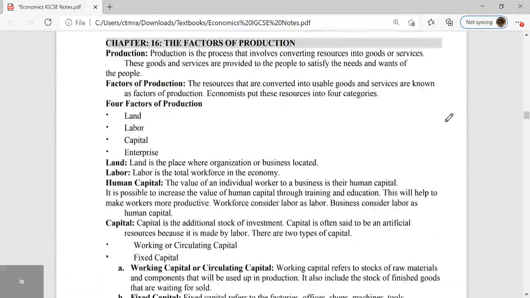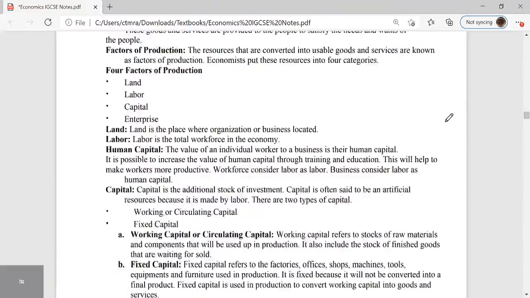Next is production. Whenever we are making something, that's production. We can make finished goods or semi-finished goods. These are examples of production. We need basically four things to produce. These are land, labor, capital, and enterprise. Land includes natural resources, and labor includes human resources. Capital includes all kinds of artificial resources.